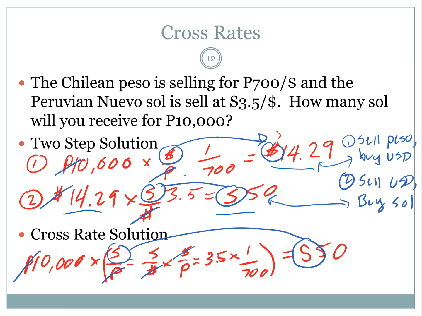So if I sell 10,000 pesos, how many dollars do I get? Dollar over pesos. Peso cancels out. That's 1 over 700. Because it's 700 pesos per dollar, that'll give me $14. I then sell $14 and I figure out how many sol would I get. Well, to go from dollars to sol, I need a sol over dollar exchange rate. Therefore, it must be the 3.5 sol per dollar. Therefore, the answer must be 50. I can exchange 10,000 pesos for 50 sol.